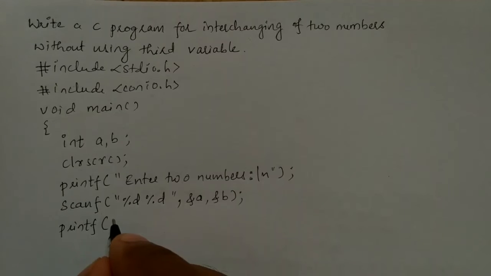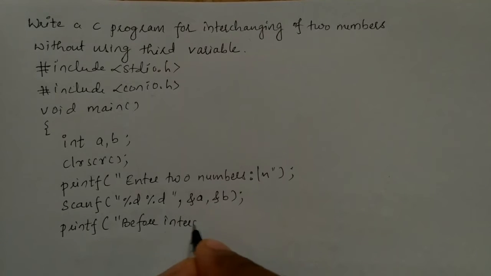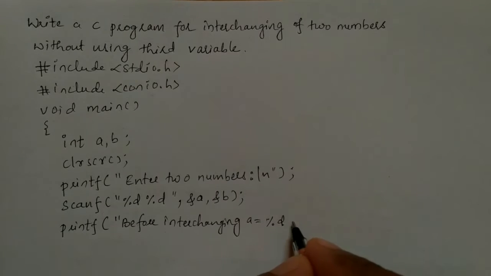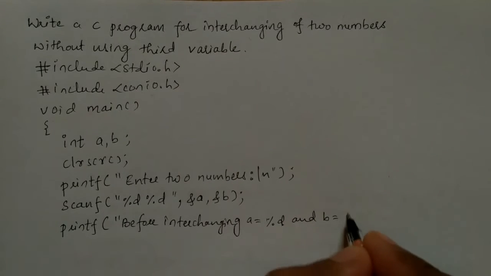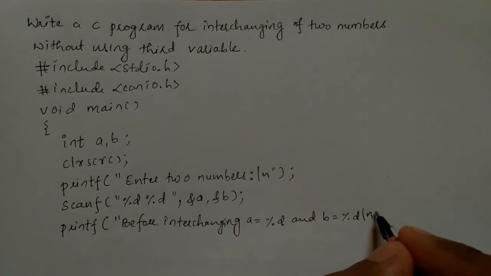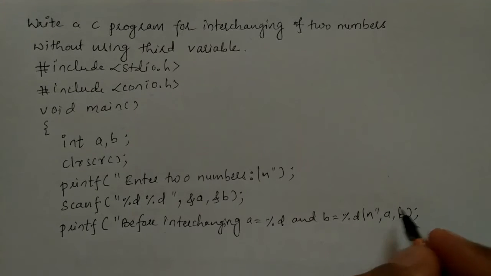Now we are going to write printf statement and we have to write the values before interchanging. So for that what I'm going to write here is, in a double quotation mark I'll write "before interchanging a is equal to %d and b is equal to %d \n", end the double quotation mark, and I'll write a comma b and then closing brace, put semicolon.